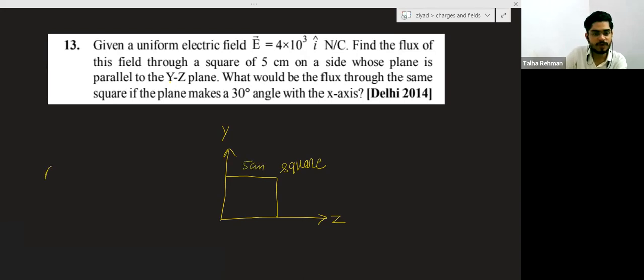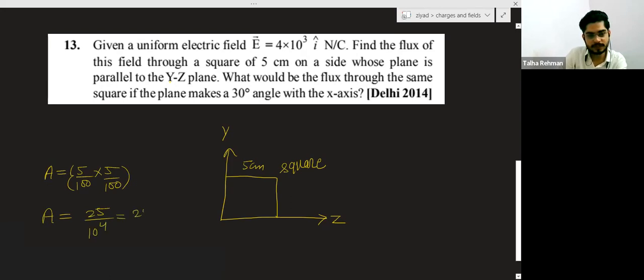So the area of a square is equal to side square, means 5 centimeter square. If you convert it into meter, it becomes 5 by 100 multiplied by 5 by 100. So the area of this square will be 25 divided by 100 into 100, which becomes 10 to the power minus 4. So you can write 25 into 10 to the power minus 4 meter square is the area of this square. And the electric field here is given, and the direction of the electric field is along the x-axis.